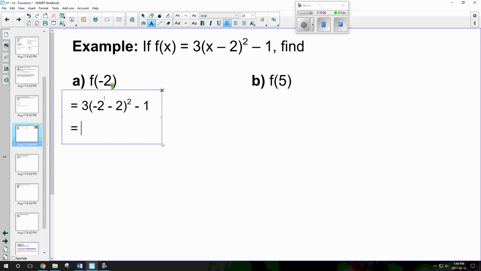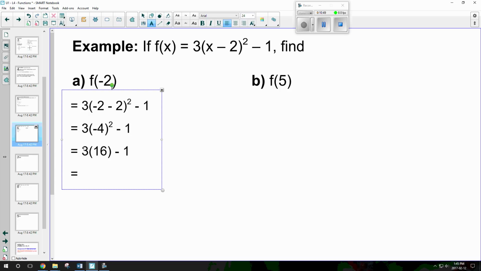So now that we've plugged in a negative 2 instead of our x in our function, now we need to solve it out. So follow our BEDMAS rules. We are going to do what's inside the brackets first. So negative 2 minus 2 gives us a negative 4. And that's still squared. And then we have our minus 1 at the end. Then we do our exponent, so negative 4 squared is a positive 16. Remember, any number squared, even if it's negative, will always give us a positive answer.